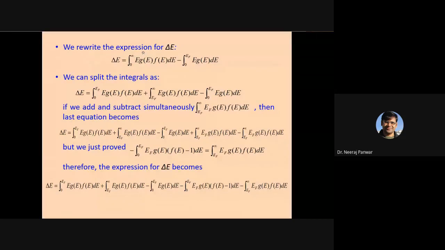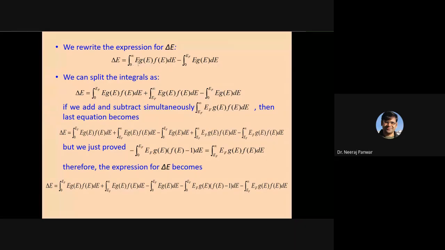Now we write the expression for delta E, that is equal to E at temperature T minus E at T equal to 0 Kelvin. So this is the expression for delta E: integral 0 to infinity E g(E) f(E) dE minus integral 0 to EF E g(E) dE. Again, we can split this integral. This has limits from 0 to infinity. We can break it again into two parts. One integral is from 0 to EF and the other integral is from EF to infinity.